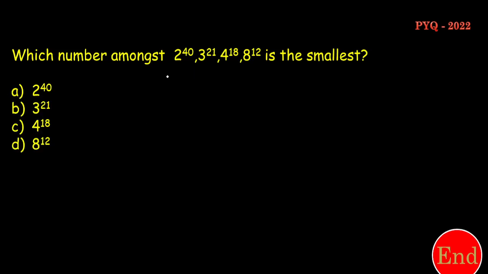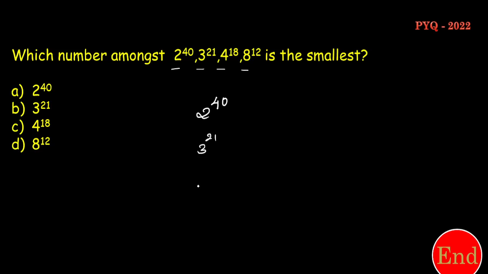Always when the numbers are in exponentials, roots or surds and indices, whatever we call them, first of all we need to convert the base value into the same. It helps you get an idea for the next step. The question is which number among these is the smallest one. If I convert everything into the same base, I can predict the answer. The first ones are 2 power 40 and 3 power 21. I can't do anything because 2 and 3 are prime numbers.